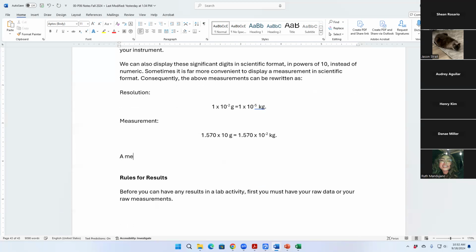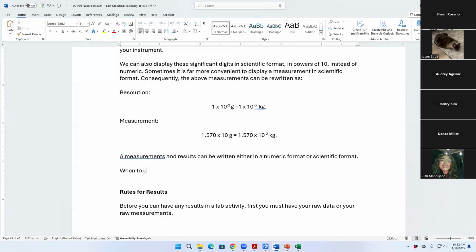So a measurement and results can be written either in a numeric format or scientific format. When to use the scientific format? When to use the scientific format?